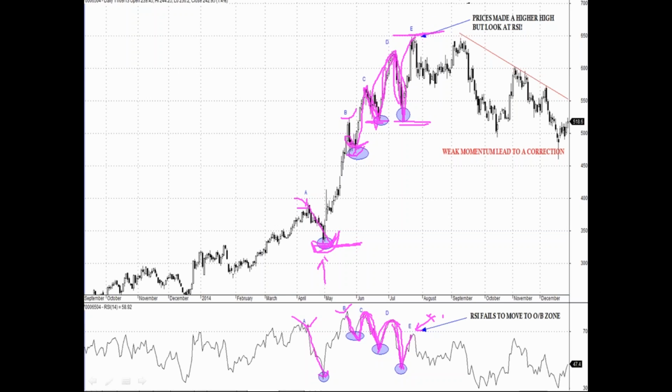And here, once we see that it is a failure, we exit. It indicates weakness in the trend, no more strength. And suddenly the prices start falling. Weak momentum leads to the correction. That means the prices are no longer closing near their highs at these levels. The momentum has failed to sustain.